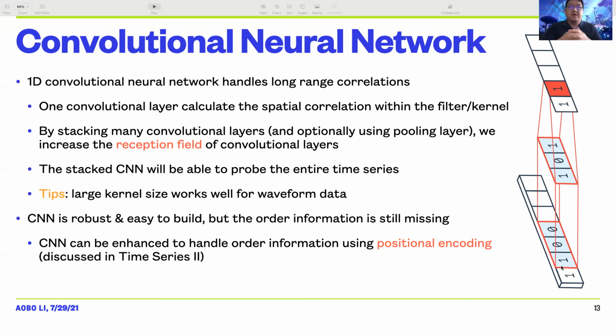If you want to use this model to approach a time series problem, I actually have a tip. With my own experiment, I find that large kernel size works well for the waveform data that we are dealing with. CNN is robust and easy to build, but the order information is still missing because CNN doesn't really understand that this element comes prior to this element. So CNN can be enhanced to handle order information using something called positional encoding, which I'm not going to discuss this week, but I'm going to discuss next week in time series 2.